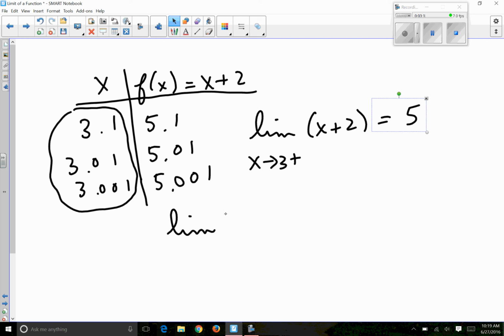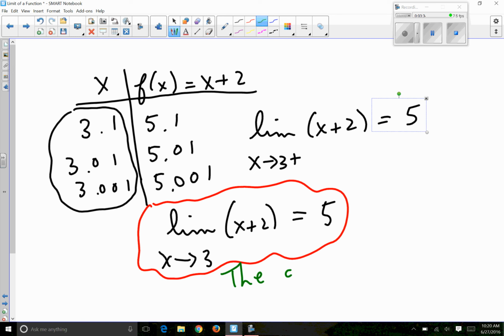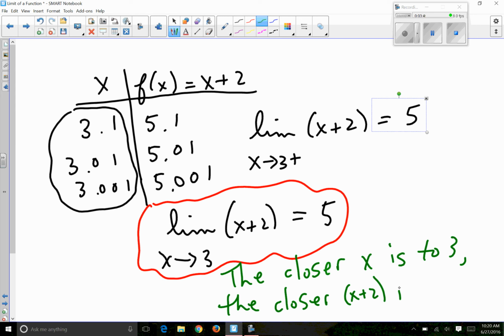We're writing the limit of x plus 2 as x approaches 3 is equal to 5. The closer x is to 3, the closer x plus 2 is to 5.